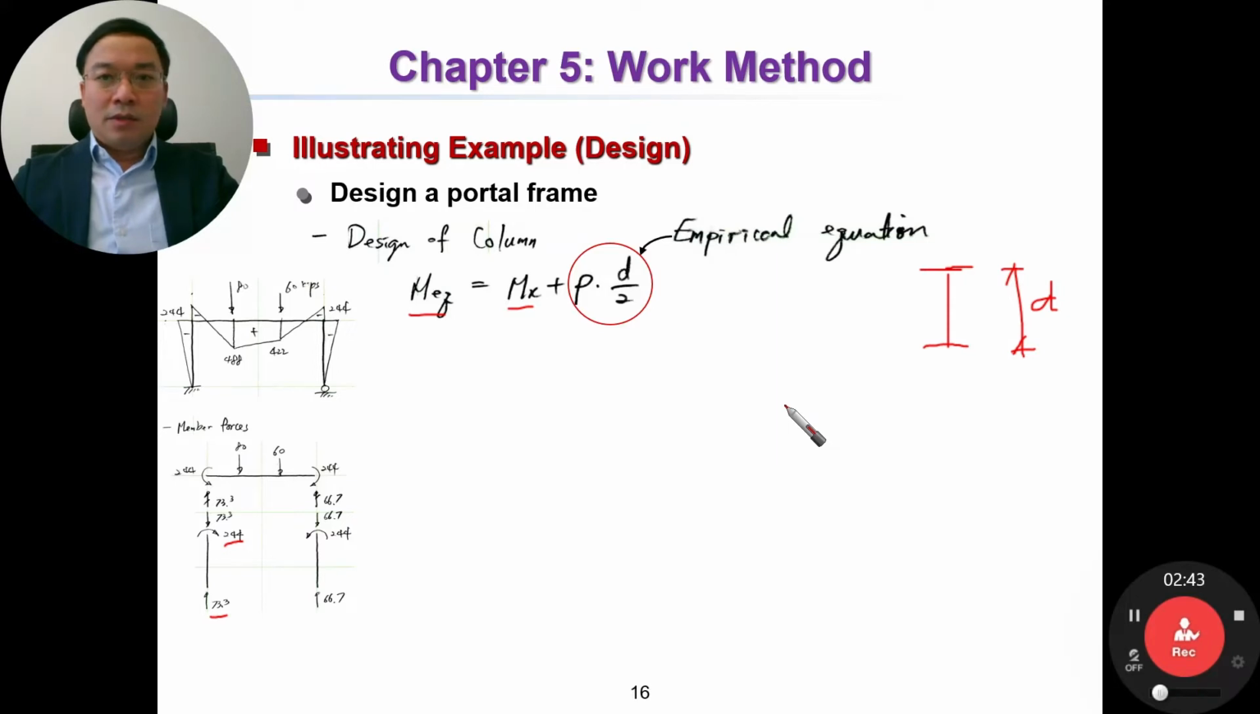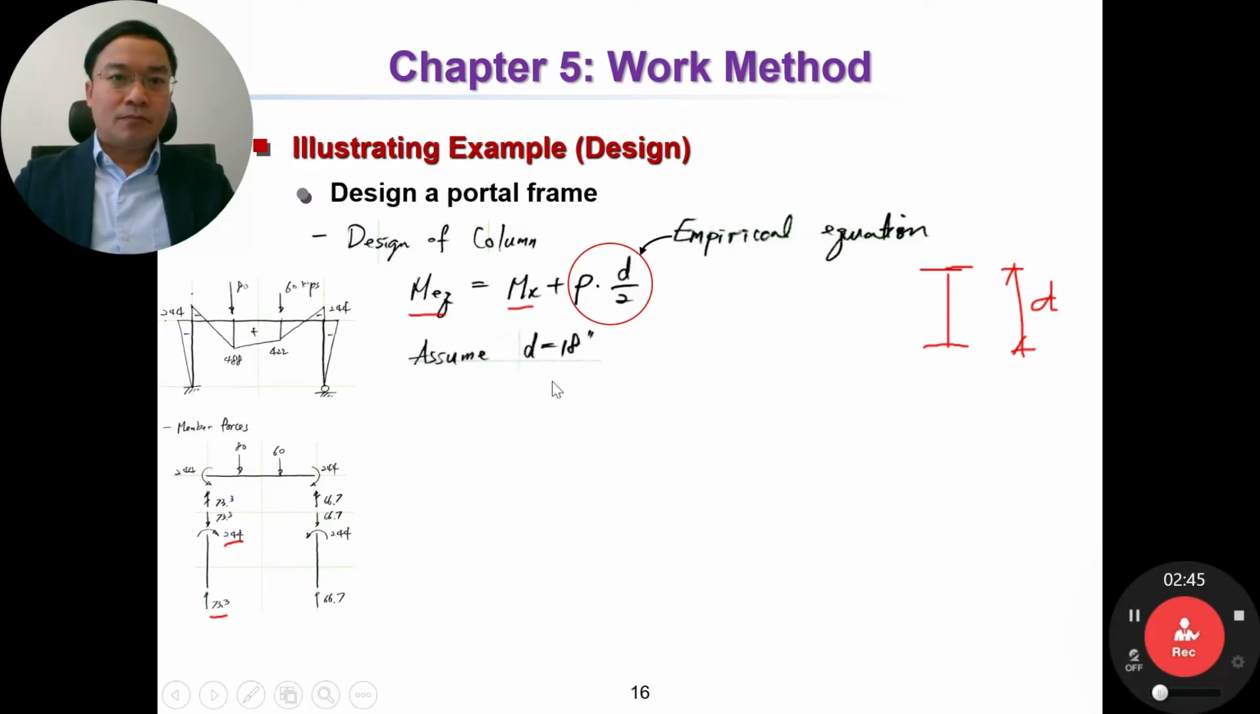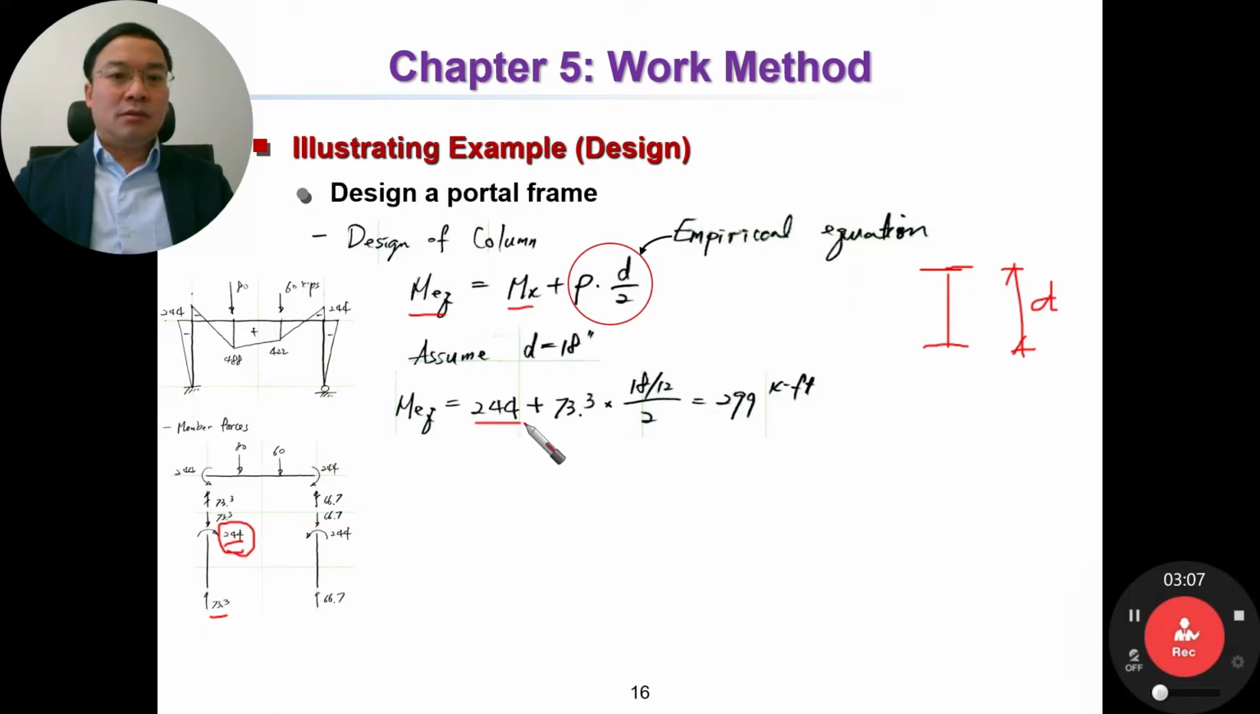Then we can assume D. We assume D equal to 18 inch. Then we have M requirement equal to Mx, multiply by the axial force here, and multiply by this one, and here is D. Then the requirement M equal to 299 kip-ft.